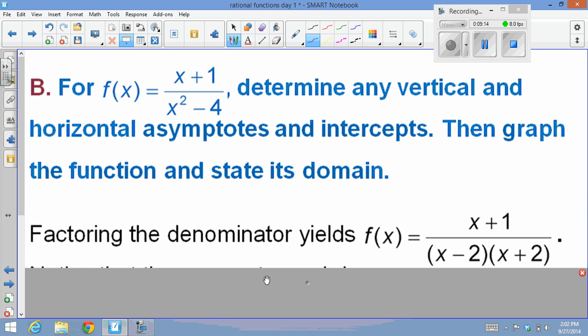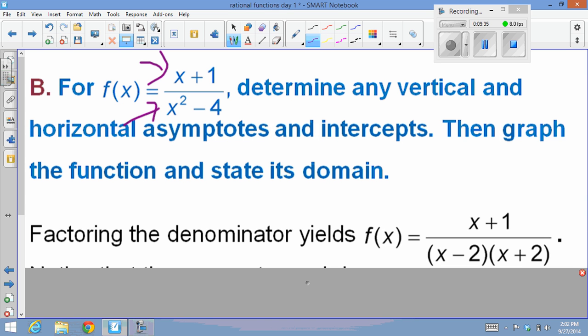I guess you could use the factored form, but I like to look at the original because I can see from that one has a degree of 1, that has a degree of 2. So that tells me that the top is smaller than the bottom. So since the top is smaller than the bottom, I know that I am going to have a horizontal asymptote at y equals 0 again.